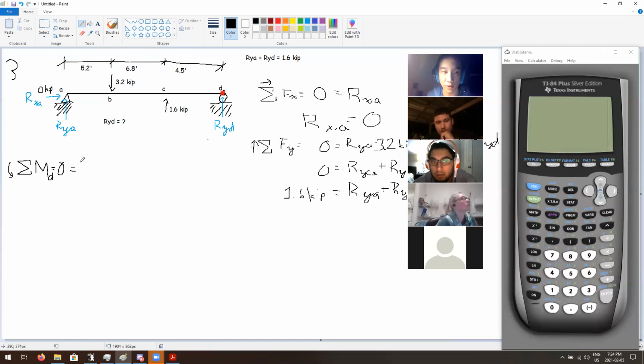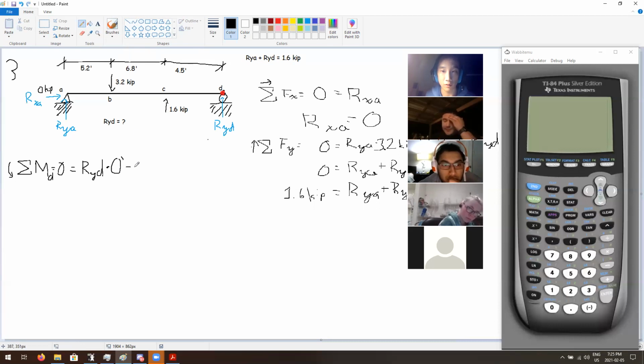So there is a force right here. R sub Y D times a distance. How far is it away from D? It is 0 feet because it's pointing directly at D. 0 feet times R sub Y D, so this doesn't matter.